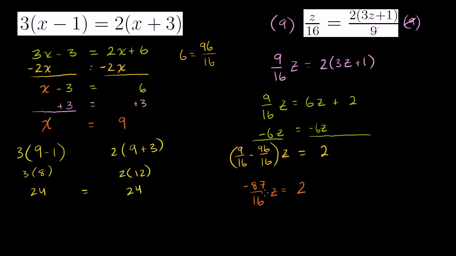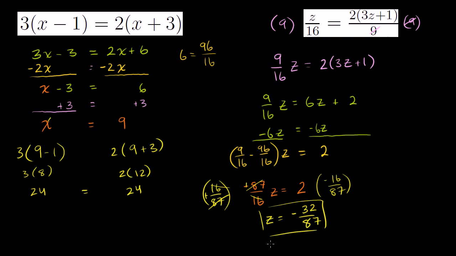And we're almost there. We just have to multiply both sides of this equation by the inverse of this coefficient. So we multiply both sides by negative 16 over 87. These cancel out, 87, 87, 16, 16, the negative signs become plus, so you're just left with z is equal to 2 times this thing. So 2 times negative 16 is negative 32 over 87. And we are done. That's not a pretty looking answer, but that's what we got.